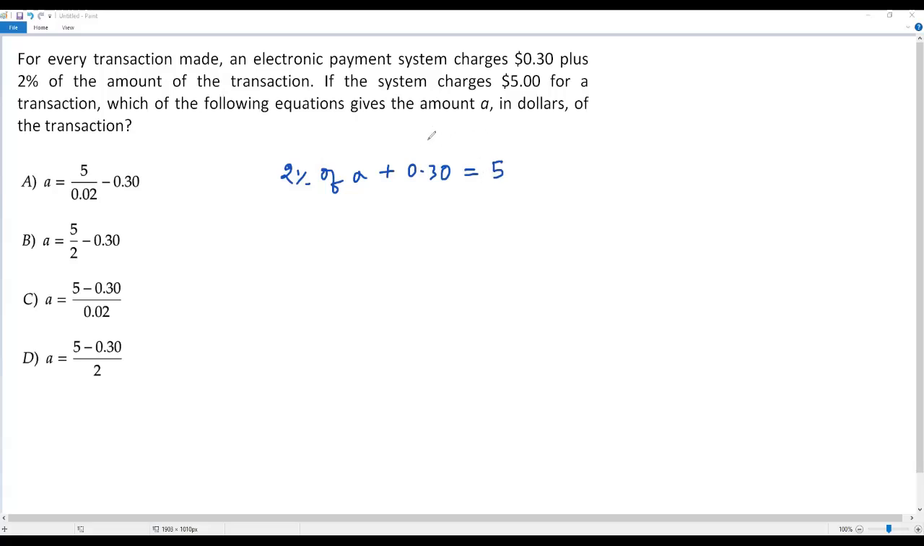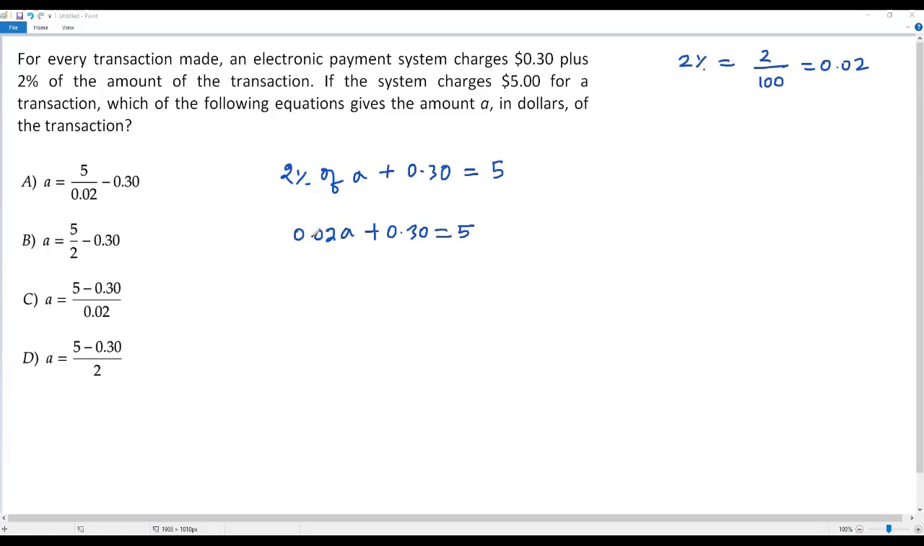Okay, now in this equation, we have to solve for A that represents the amount of transaction. For that, we have to convert this 2% to a decimal. So for that, we have to write this 2% as a fraction, that is 2 over 100. When I divide 2 by 100, I'm getting 0.02. So 0.02, and whenever we have "of" in math, it can be considered as multiplication. Then we get 0.02 times A plus 0.30 equals 5.